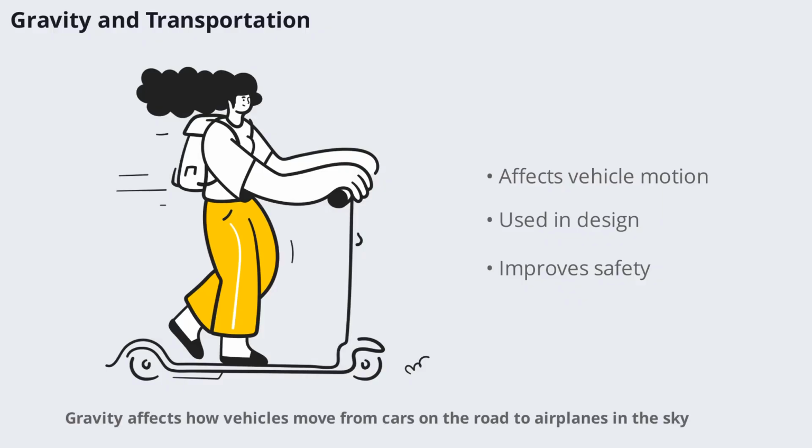Gravity affects how vehicles move, from cars on the road to airplanes in the sky. Engineers design vehicles to work with or against gravity, depending on their purpose. For example, cars rely on gravity for traction, while airplanes must generate lift to overcome it.